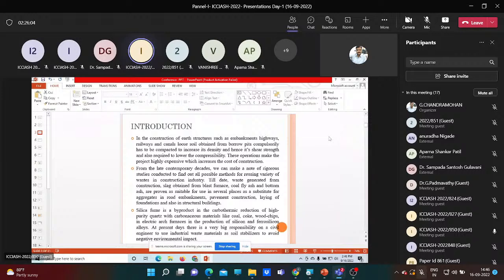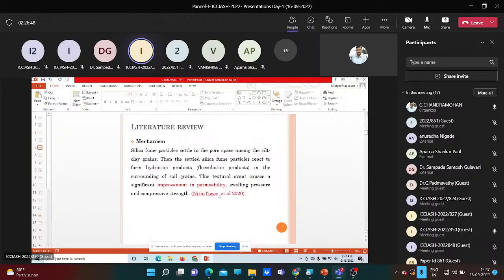From the late contemporary decades, we can note that rigorous studies have been conducted, and to date, waste generated from construction, slag obtained from blast furnaces, coal fly ash, and bottom ash are proven suitable for use in several places as a substitute for aggregate in road embankments, pavement construction, laying of foundations, and also in structural buildings. Here, silica fume is a byproduct obtained from silicon and ferrosilicon alloys. In the present day, there is a very big responsibility on a civil engineer to use industrial waste materials as soil stabilizers to avoid negative environmental impact.